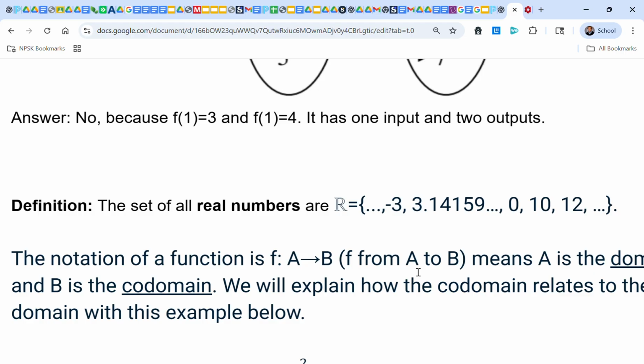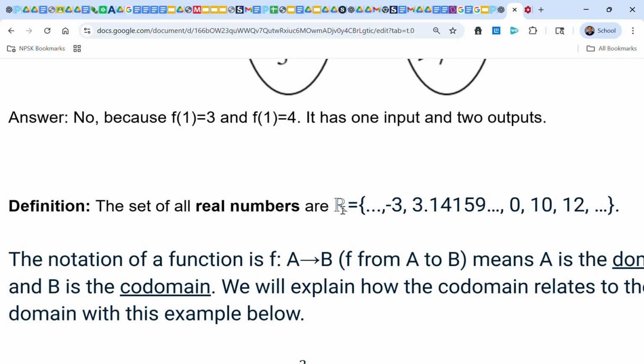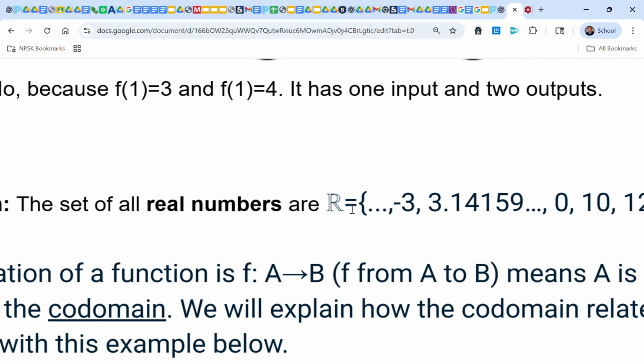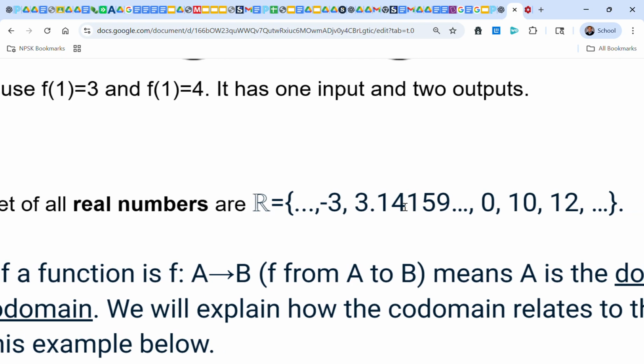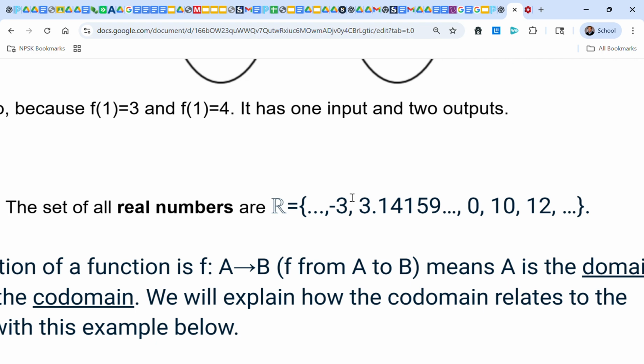Now, a common set we use in math is the set of all real numbers. The set of all real numbers is this double-legged R looking thing over here, and it has everything in it. It doesn't include infinity, it doesn't include negative infinity, but it includes all numbers. It includes 0, negative numbers, irrational numbers, fractions, everything besides infinity and negative infinity. So these are all the real numbers.